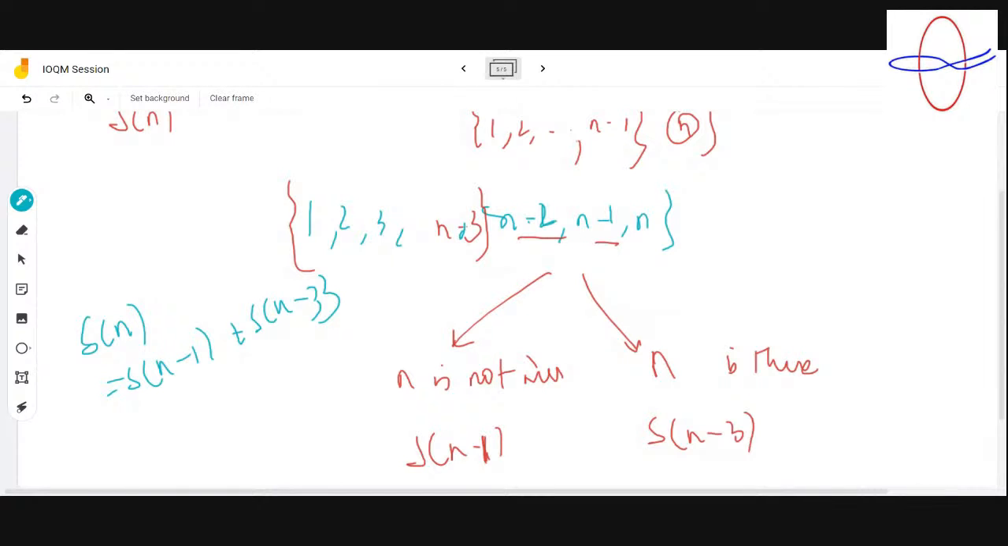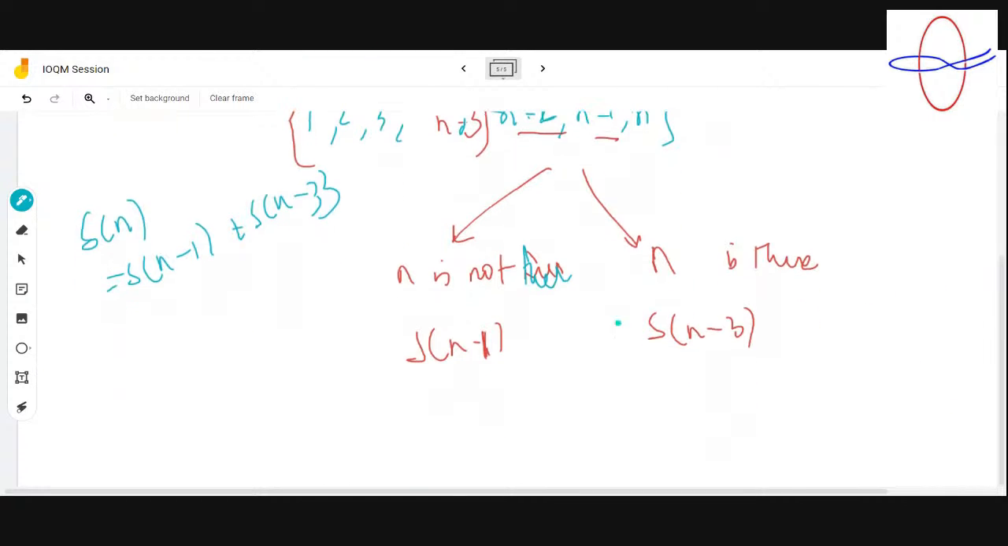Was the recurrence true as you have told? I think there were some issues over there. So there are two cases: n is there and n is not there. If n is not there, then you delete n and it starts from n minus 1. If n is there, then n minus 2 and n minus 1 cannot be there. It must happen till n minus 3. So if you add just n to it, that's it. Simple, beautiful stuff. So s of n equals s of n minus 1 plus s of n minus 3. That's the beauty.